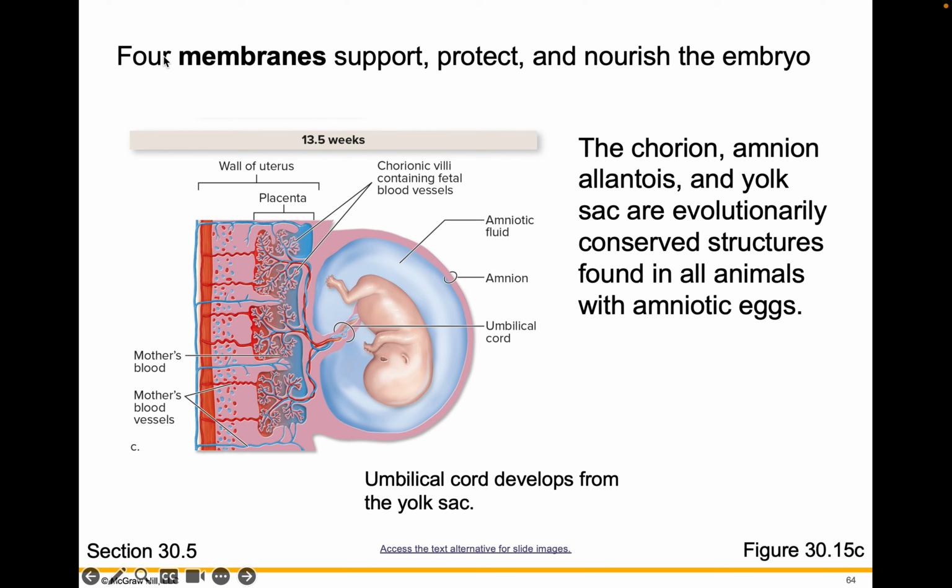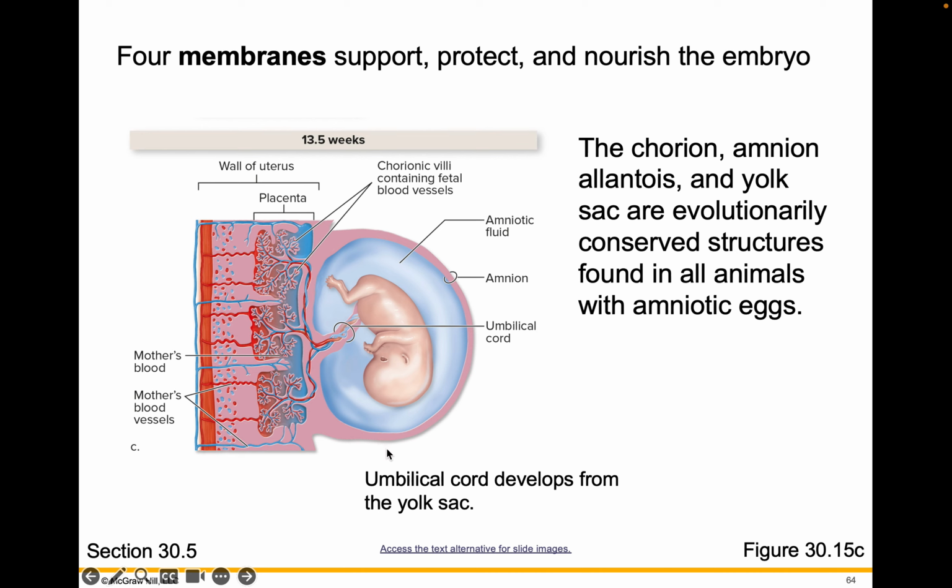Four membranes support, protect, and nourish the embryo. The chorion, so here's the chorionic villi. The amnion, here. The allantois, I don't see that on this. And the yolk sac. These are evolutionary conserved structures found in all animals with amniotic eggs. The umbilical cord develops from that yolk sac, by the way.